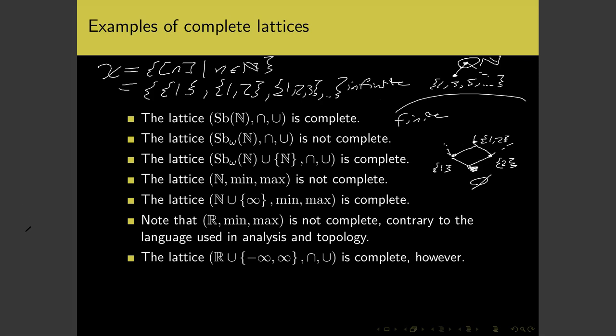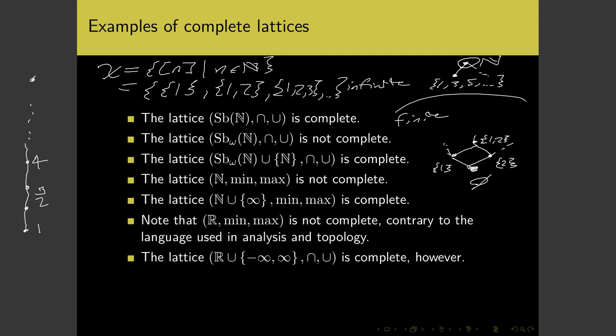Now, for a different example, still using the natural numbers, but no longer looking at all subsets, if I consider the natural numbers under their usual ordering, so I have a Hasse diagram that looks like this, 1, 2, 3, 4, and so on forever, then this lattice is actually not complete. And the reason for that is that if I take any infinite subset, then that infinite subset will have no upper bound in the natural numbers. And so this is not a complete lattice.